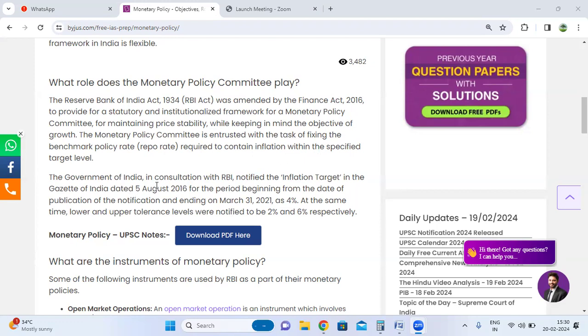The Government of India, in consultation with the RBI, notified the inflation target in the Gazette of India dated 5th August 2016, beginning from the date of publication of the notification and ending March 31st, 2021, as 4%.